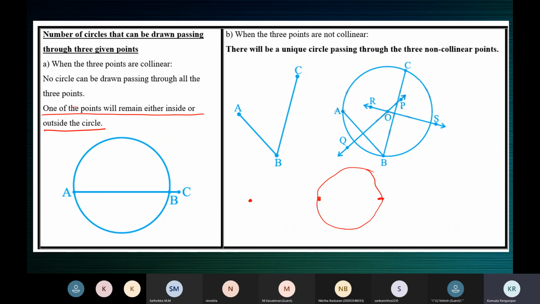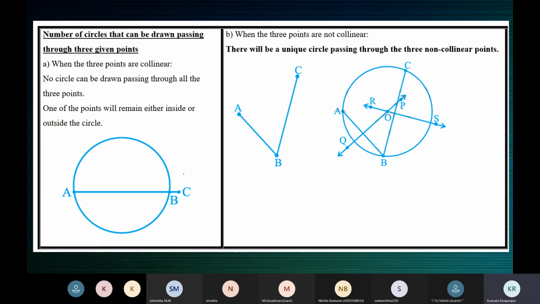One of the points will remain either inside or outside the circle. So when the 3 points are collinear, the heading is the number of circles that can be drawn passing through 3 given points. When we have 3 points, case 1, when the 3 points are collinear, no circle can be drawn passing through all the 3 points. What happens? One of the points will lie either inside or outside the circle.